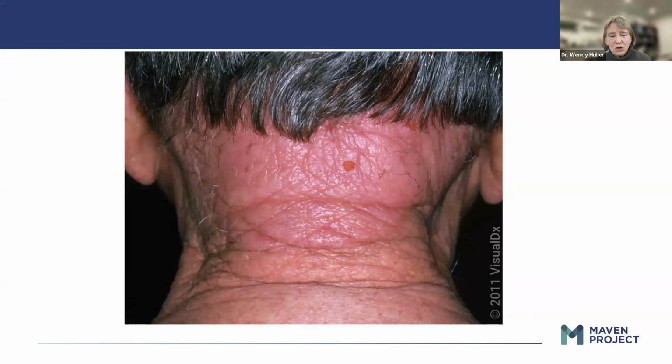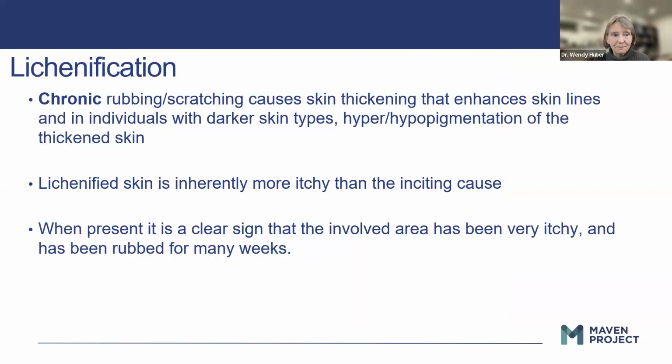Okay, this is an individual who has been complaining about a lot of itching, and you can see really, really thickened skin, erythema, and a small excoriation. So what is this? Next slide. This is lichenification. This is a really important thing for you to recognize because it means the patient is rubbing the skin.